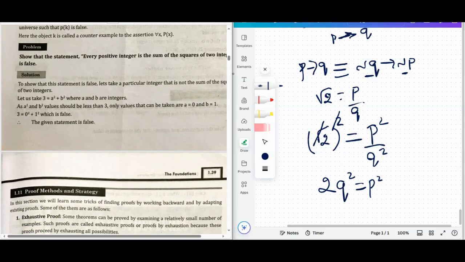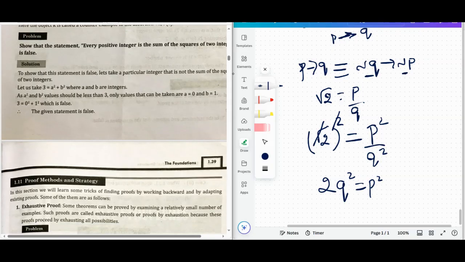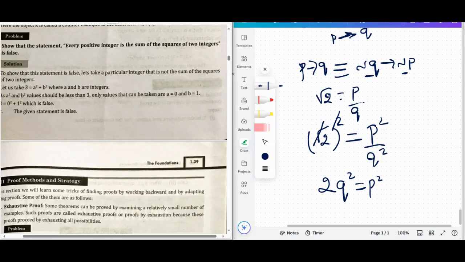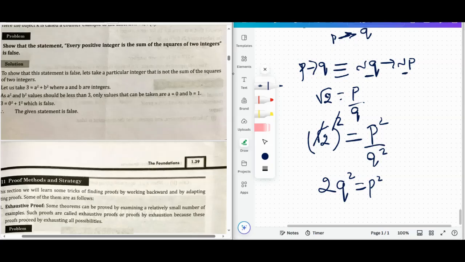Proof by counterexample. They have given here 3 is equal to a square. For example, show that the statement every positive integer is the sum of squares of two integers is false. So if you take 3 is equal to a square plus b square, where a and b are two integers. Now squaring this, the values are lesser than 3. The only values that can be taken are 0 and 1. Now 0 square plus 1 square will be equal to 1, which will be false.